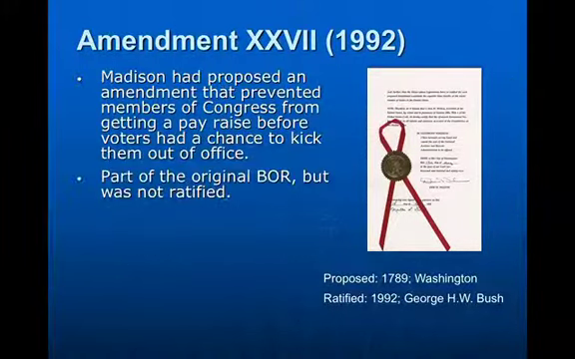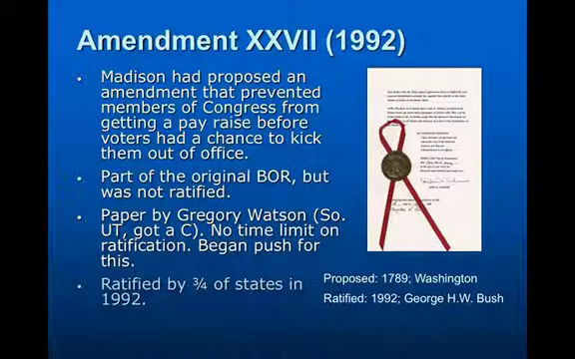And the last of our amendments was ratified in 1992. And basically what the 27th Amendment does is says that members of Congress, if they vote to give themselves a pay raise, they don't get that raise until they win another election.